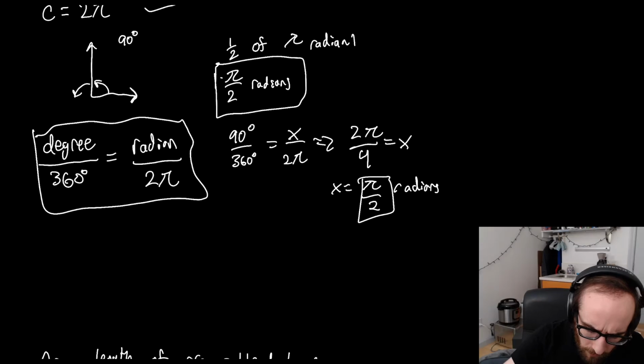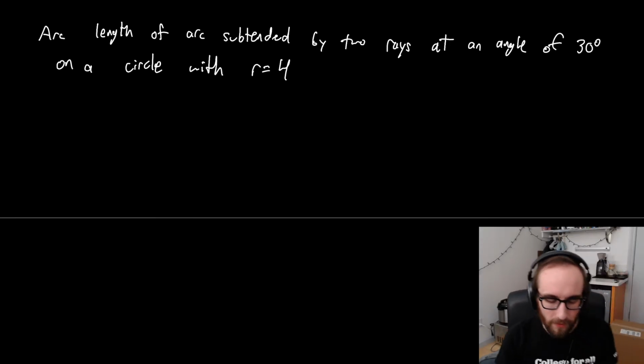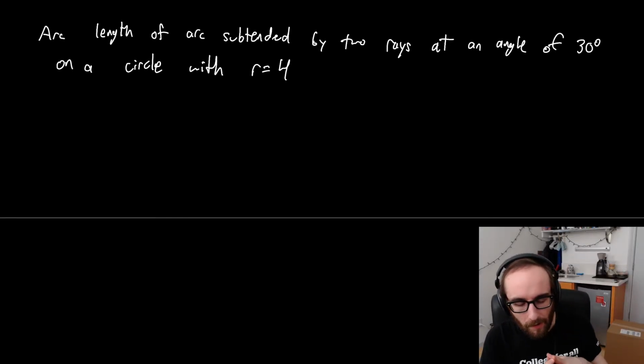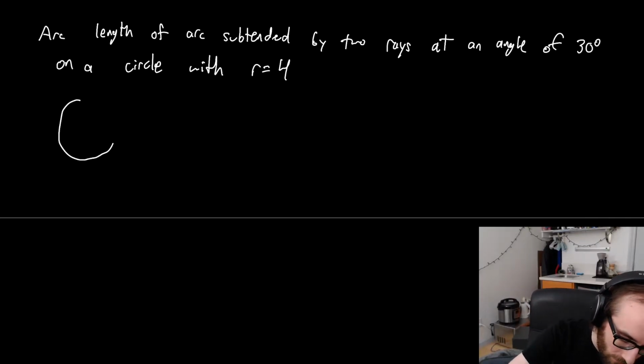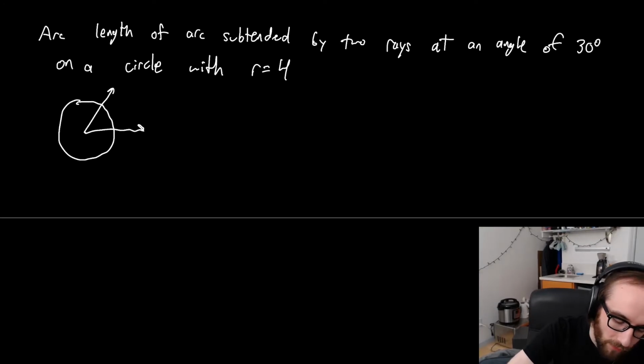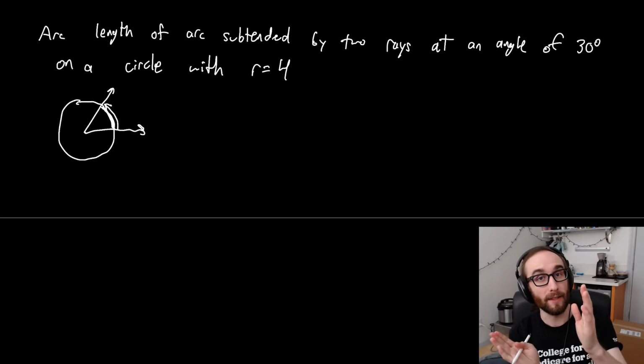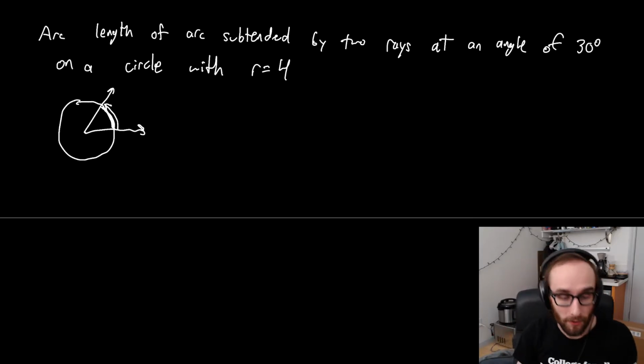Okay, next up I want to talk about arc length. Arc length is related to radians in that we're looking at a circle and we're trying to find how far we've traveled around the circle. So here, for example, we might have an arc length and we're trying to find this distance around the circle. An arc is just a piece of a circle or a part of a circle.